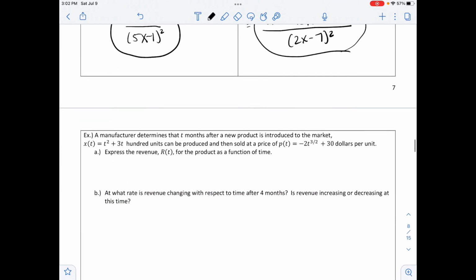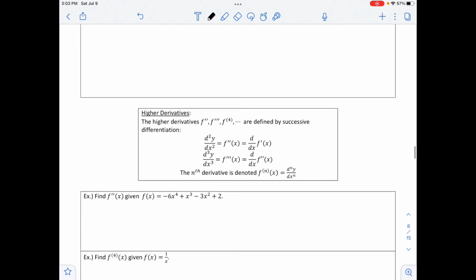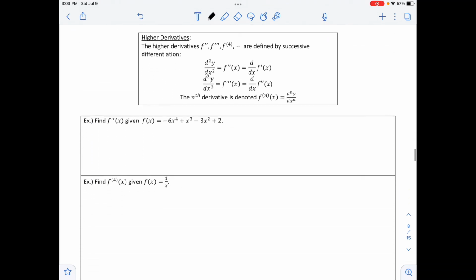The example on the next page, I'm going to go ahead and circle, and we'll work out this one together in class. Right below this, we have what's called higher derivatives. So sometimes you might not need just a first derivative like we have been doing, but maybe a second derivative, or a third derivative, or a fourth derivative, and this process will continue. We'll see later on the importance of certain higher order derivatives and how they're applicable, especially for the economics part of this class.